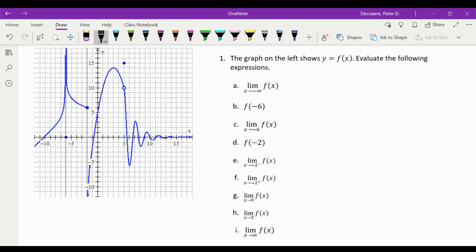Hello, it's Mr. DeCrane doing some examples about finding limits. Hopefully you've done the practice problems that come before this and tried them first. And here are some solutions and how to do these.